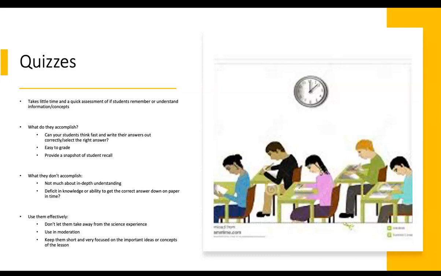So if your students have a learning disability, an IEP, quizzes might be really tough for them, especially if you're only giving your students 5 minutes to write down the answer. If you choose to use them, don't let them take away from the science experience. Use them in moderation and keep them short and very focused on the important ideas or concepts of the lessons. So always keep in mind the learning objective that you're trying to meet with that quiz. It might be them matching the science terms to the correct definition. But wouldn't it be even cooler if they could write a sentence using those terms instead?